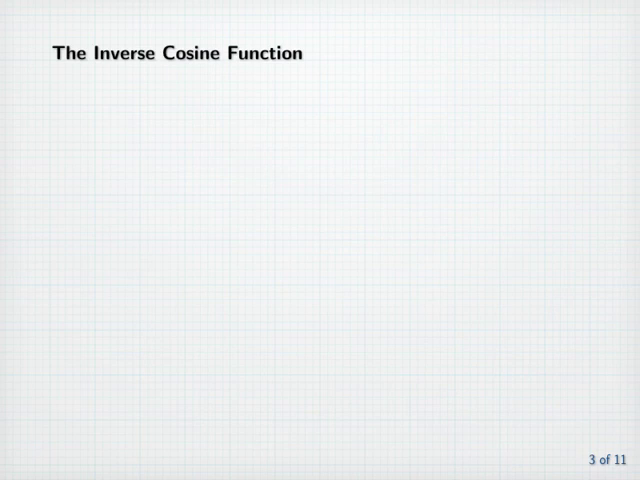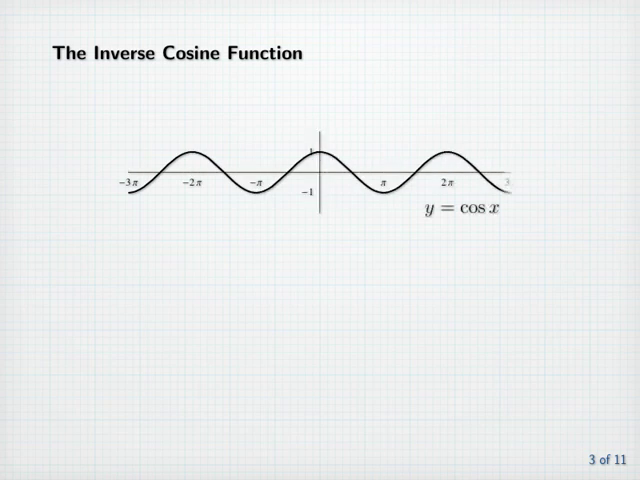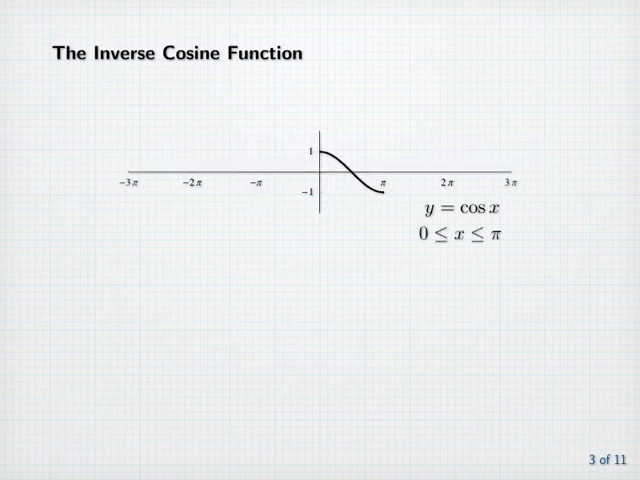The inverse cosine function. We begin with the graph of y equals cosine x, whose domain consists of all real numbers x. Just as with the sine function, cosine has no inverse since it's not one-to-one. So we restrict the domain in such a way that the function will be one-to-one. The standard way of doing that is to restrict the domain to the interval 0 to pi.